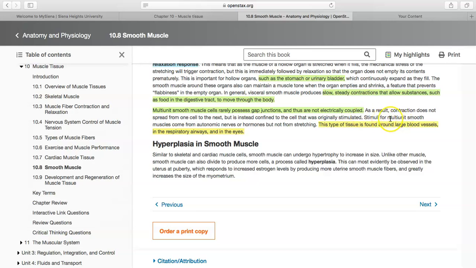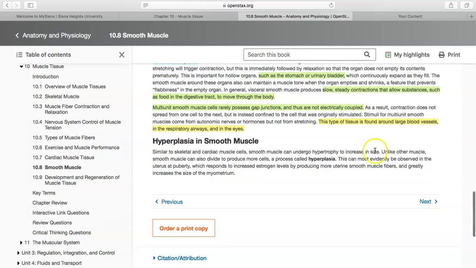The way that you stimulate multi-unit smooth muscles is with your autonomic nerves or hormones, but not from stretching. You'll find that type of tissue in the large blood vessels and the respiratory airways and also in the eyes.